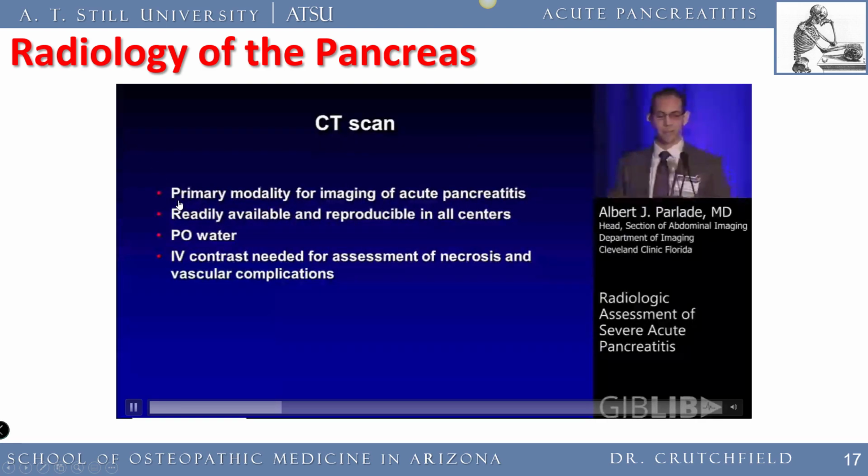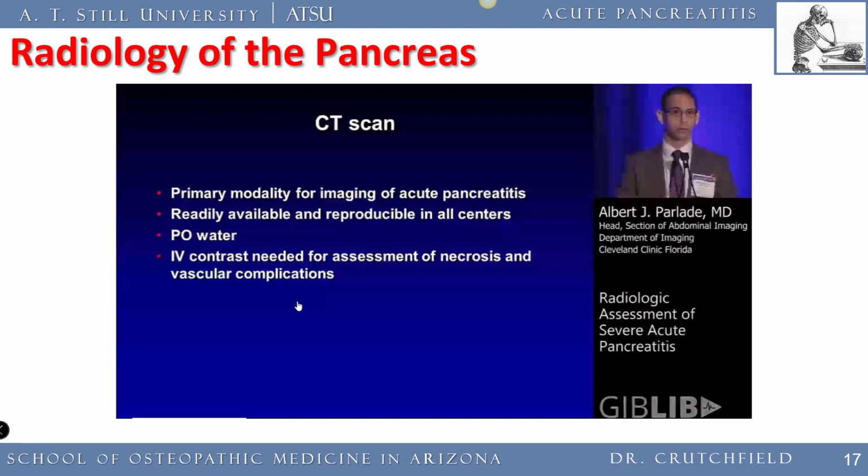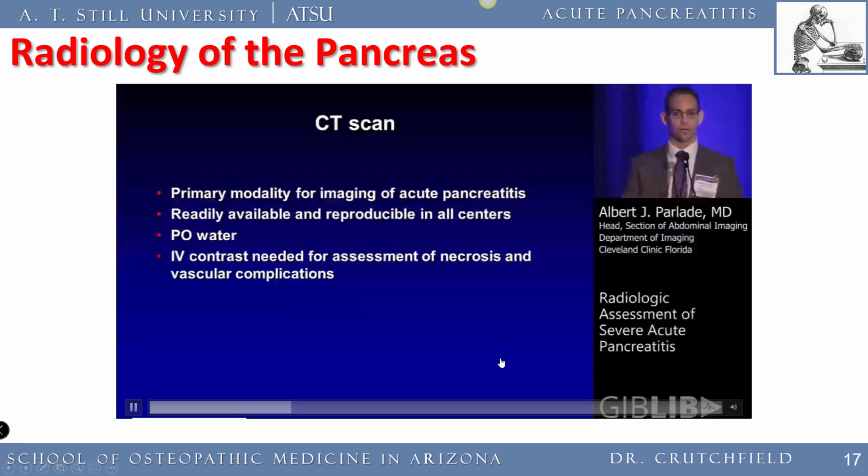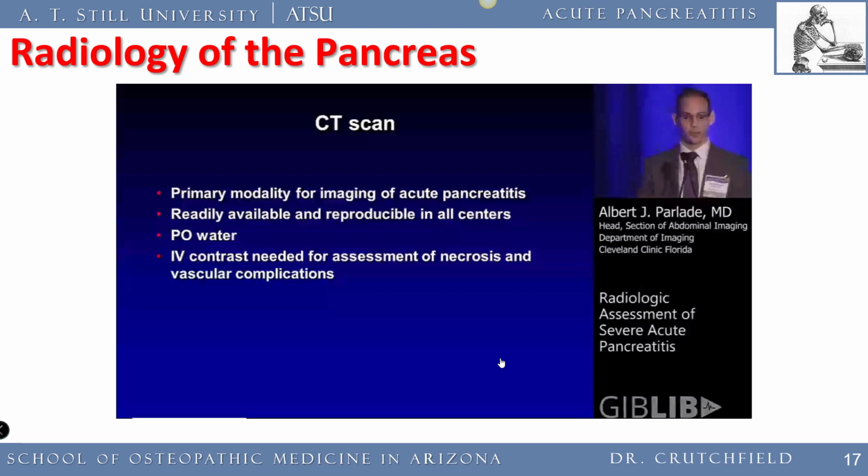So speaking of CT scans, it's the primary modality for imaging of acute pancreatitis, and it's because it's readily available and reproducible in all centers. You can use oral contrast material. In our institution, we use water. We find that sometimes, especially as we make efforts to reduce radiation, barium in the stomach or gastrografin in the stomach can cause some artifact through the pancreas, so it can limit evaluation of the pancreas. So we use water for distending the stomach and duodenum, and we don't use a positive density contrast material.